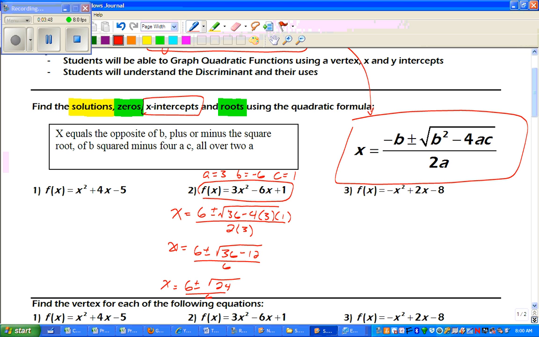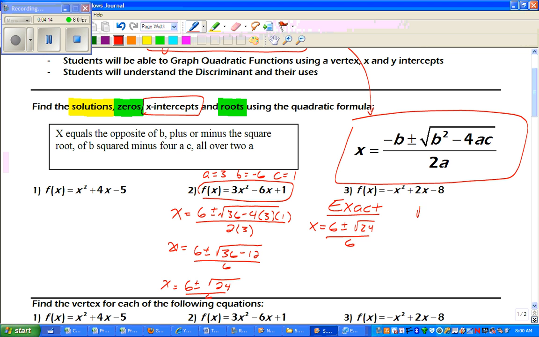Now, is 24 a perfect square? No. So there are 2 options that we have. I might ask you guys to give me an exact answer. Okay, so exact answer means you are not allowed to use decimals, you are not allowed to round. So what do you do in this case? Square root of 24, you cannot take the square root of this number.